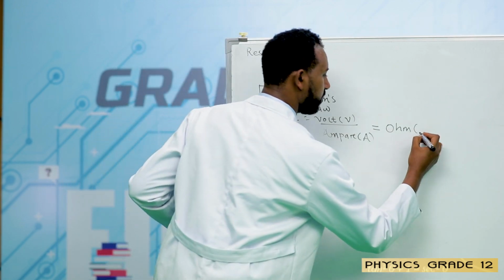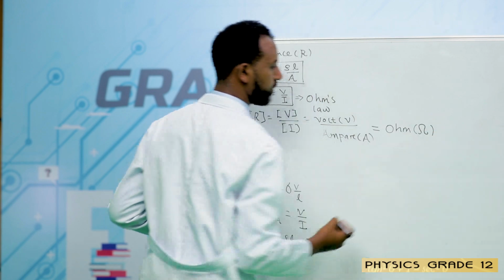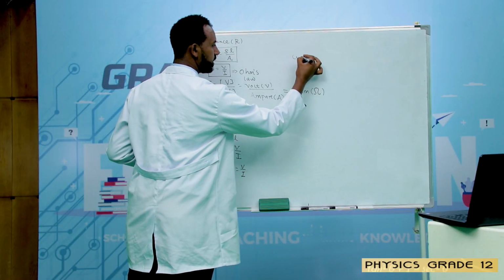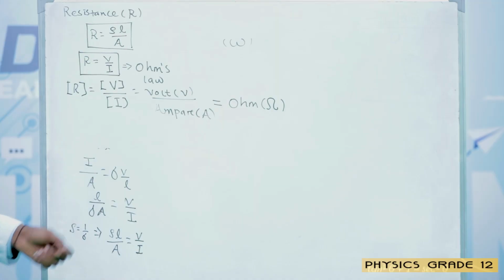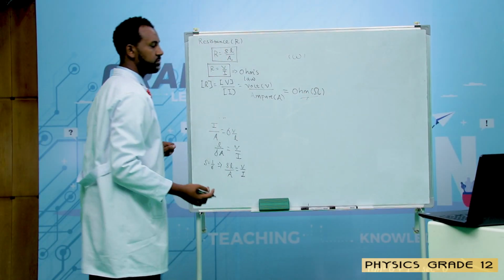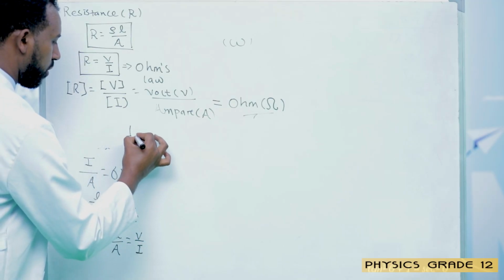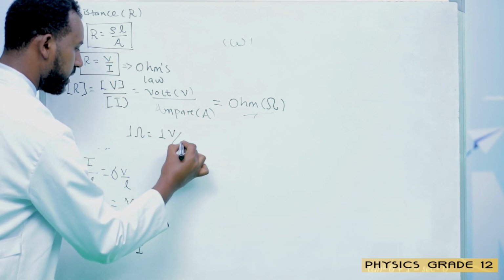It can be symbolized using the Greek letter omega. Okay, students, by the way, this is the capital omega. You have learned this as also omega. This is the small letter omega, used for frequency. Therefore, omega, ohm, is the SI unit of resistance. 1 ohm is equivalent to 1 volt per ampere.